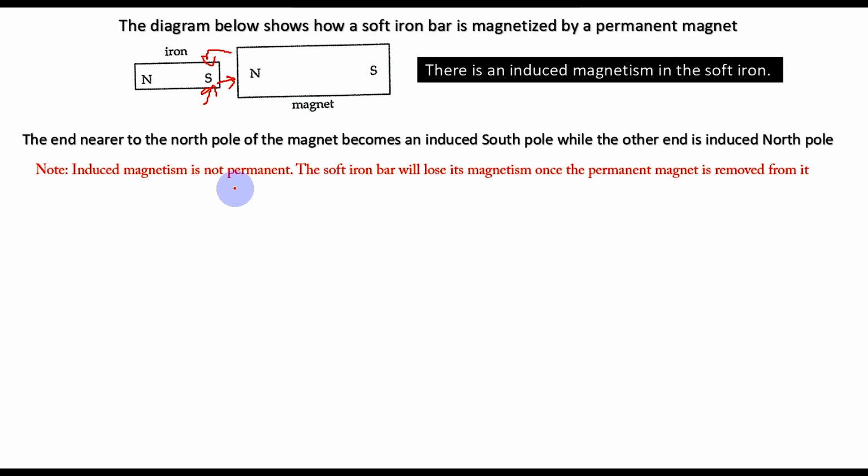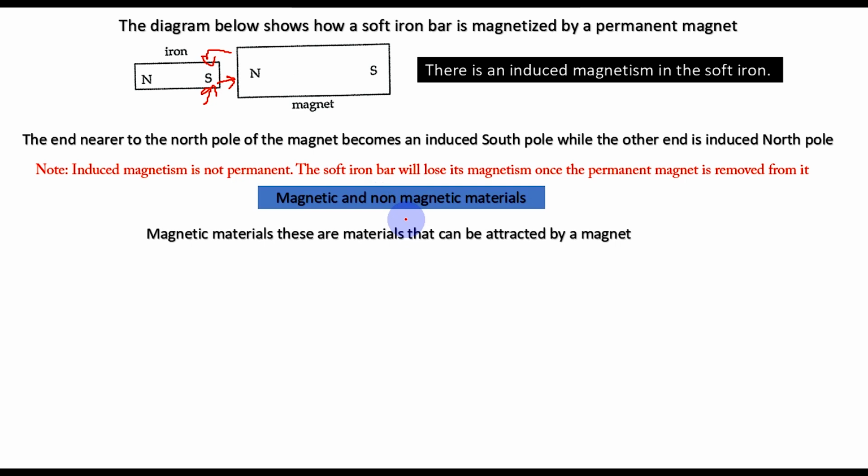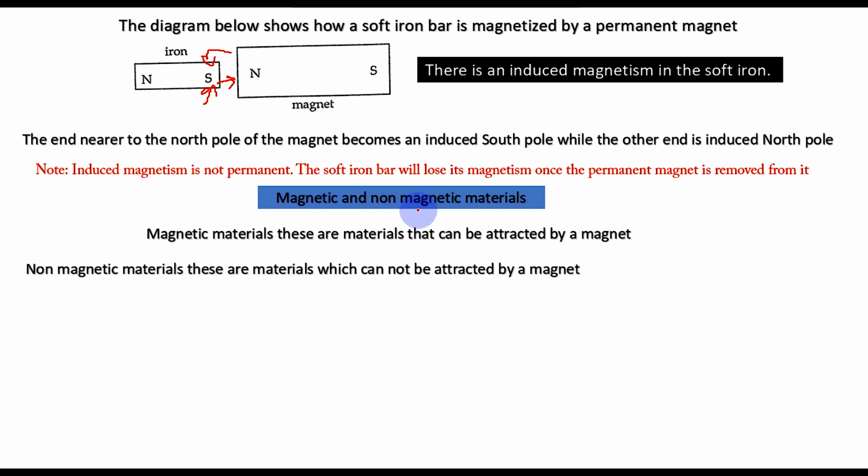Induced magnetism is just temporal. It is not permanent. Okay? The moment you break that contact, all the ability goes off. All right? Let's look at some magnetic materials and non-magnetic materials. So when we say magnetic materials, we mean the materials or the metals that can be attracted by a magnet. Of course, non-magnetic means they cannot be attracted by a magnet.